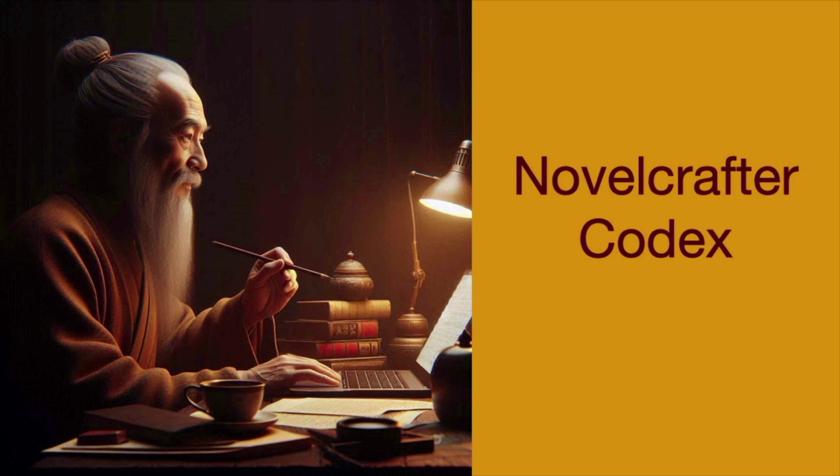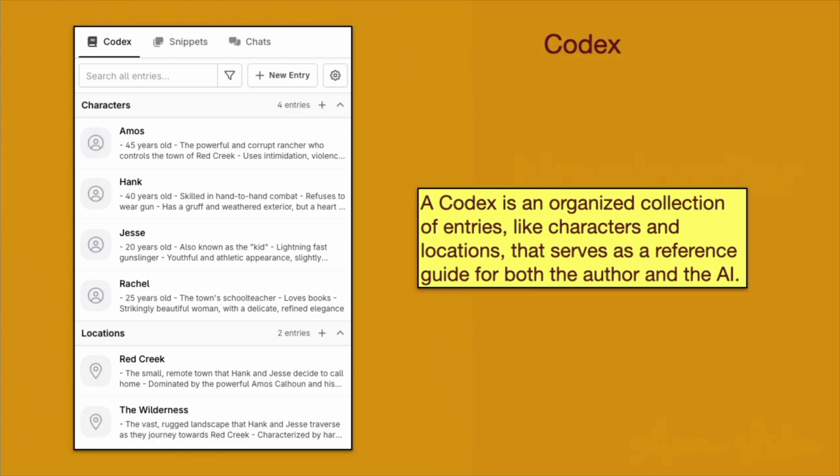Novelcrafter Codex. My name is Avon Lee Dean. On the left-hand side you see a typical codex. A codex is an organized collection of entries, like characters and locations, that serves as a reference guide for both the author and the AI.